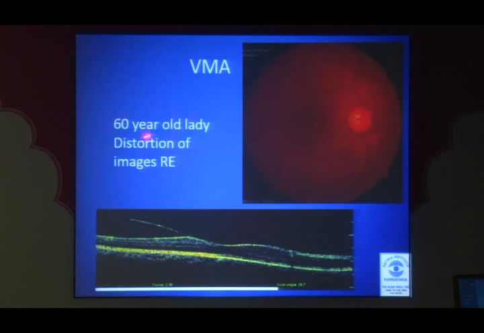60-year-old lady, distortion of images in the right eye, vision is still good, foveal reflex is not very obvious, and you see here there is an attached vitreous face there. So this is a vitreomacular adhesion as opposed to vitreomacular traction. The difference here is that there is no loss of the normal concavity of the fovea, and the patient's vision is often very good. You don't really need to intervene in these patients because they can maintain the status quo for long periods of time.